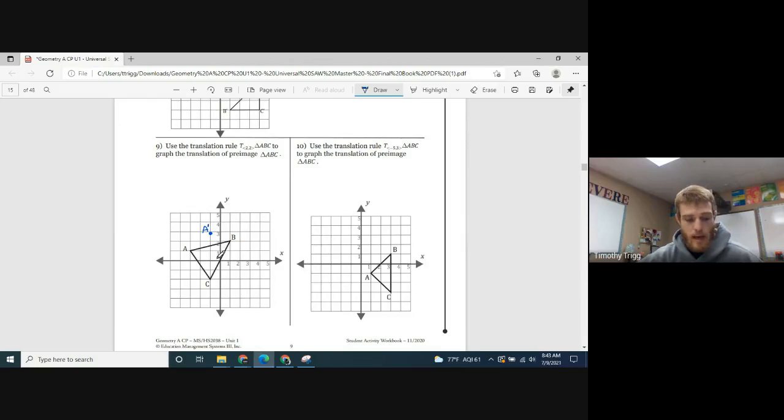So remember, for the image, for the new one, you're going to get the primes, right? So for B, same thing. We're going to move 2 to the right and 2 up. So each of the points get translated according to that rule, 2 to the right, 2 up. Same with C, 2 to the right, 2 up. And we'll label it C prime. Then we connect the 3 points to create our image.